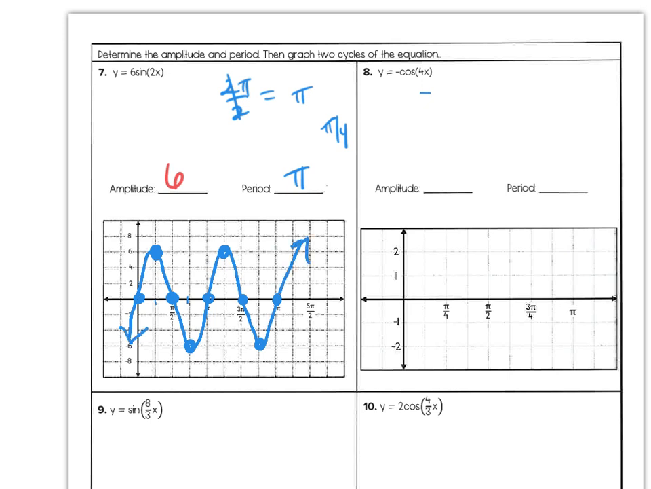Number 8, negative cosine of 4x. So this is going to involve a flip because we have a negative sign. Did I miss a negative sign back there? No, I don't think so. Okay. So our amplitude is 1 because this is an imaginary negative 1. Amplitude is 1. Period is 2 pi over 4, which would give us pi over 2.